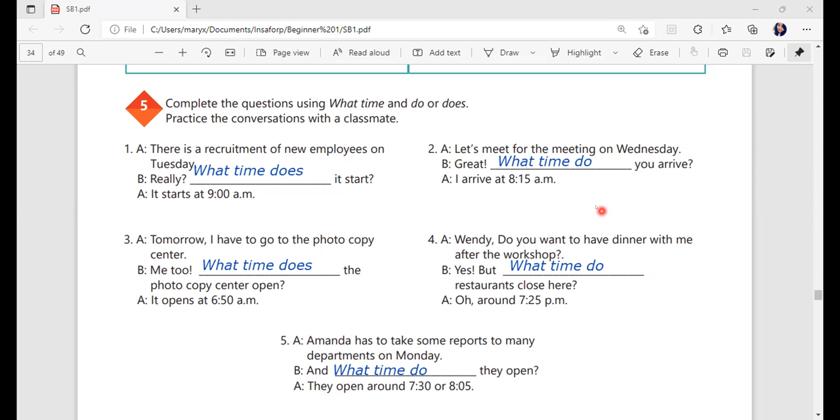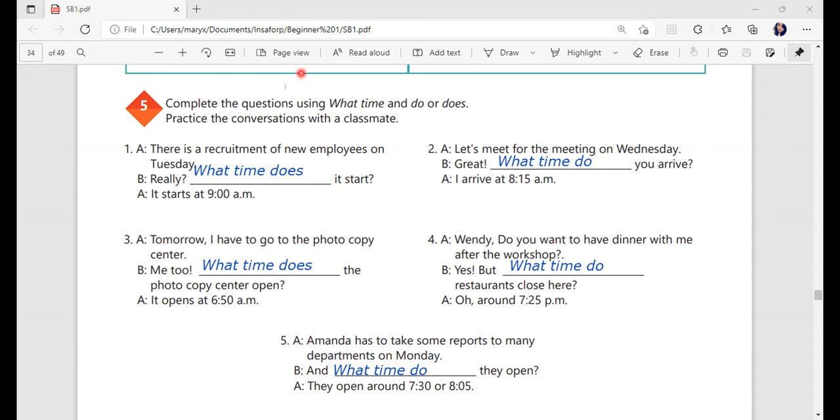Number four, Blanca and Claudia. Wendy, do you want to have dinner with me after the workshop? Yes, but what time do the restaurants close here? Oh, around 7:25 p.m. Very good, thank you.